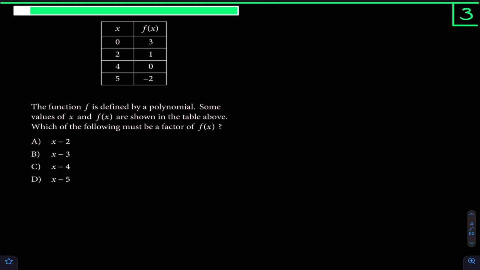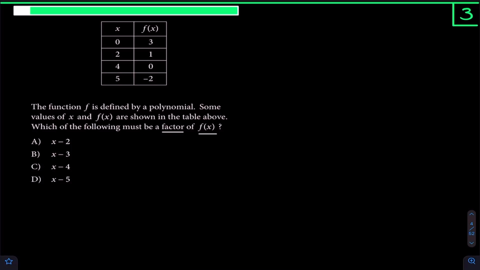So moving on to problem 3 here, we have that the function f is defined by a polynomial. Some values of x and f of x are shown in the table above. Which of the following must be a factor of f of x? So based on this table here, which just gives us a couple points on this function, on this graph, we're looking for which of these are a factor of f of x. And so, what do the factors actually tell us about a graph?